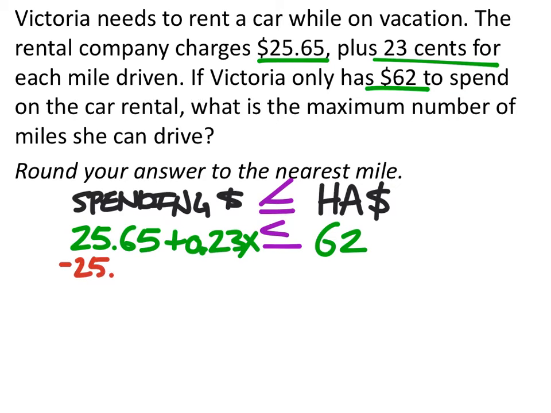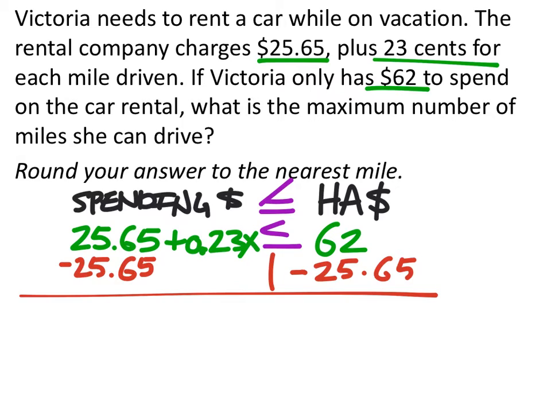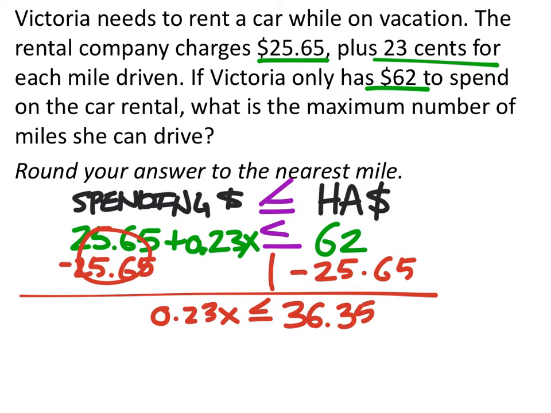So zero out that $25.65 from both sides, which also, again, and this would be the interpretation of it, this is going to tell us how much of her money she has to spend on the mileage. So that's going to zero that out. I'll drop the 23 cents per mile. Doesn't change the inequality, so I'll go to the calculator for this one. 62 minus 25.65. So yeah, she would have had left over $36.35 to spend on mileage.